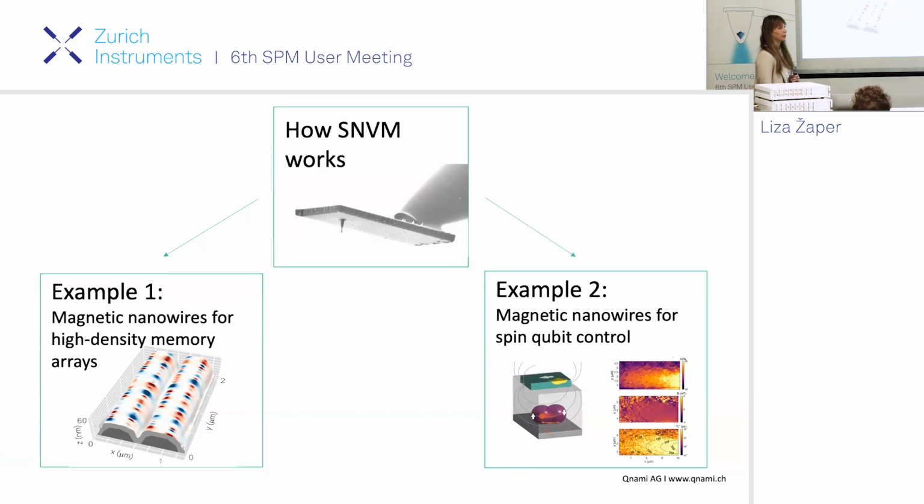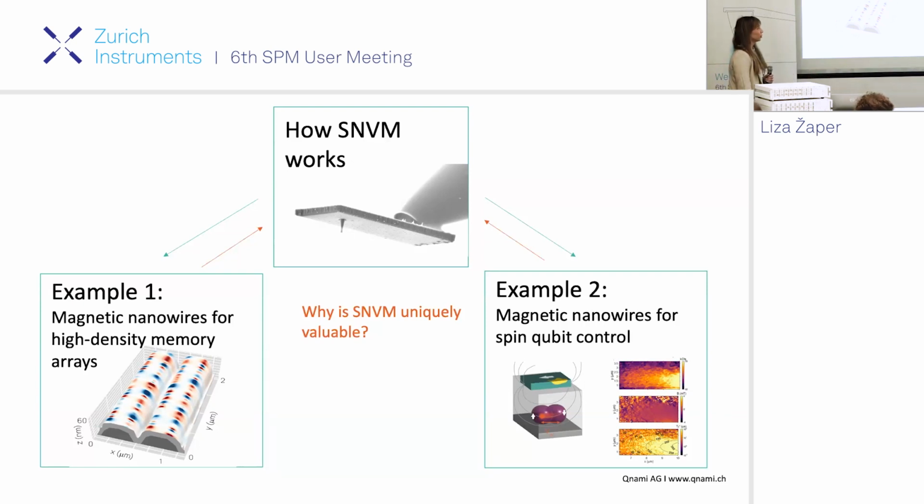So my talk today will consist of 3 parts. First, I will explain how scanning NV magnetometry works, and then I will move on to 2 examples. First will be magnetic nanowires for high-density memory arrays. Second, magnetic nanowire for spin qubit control.